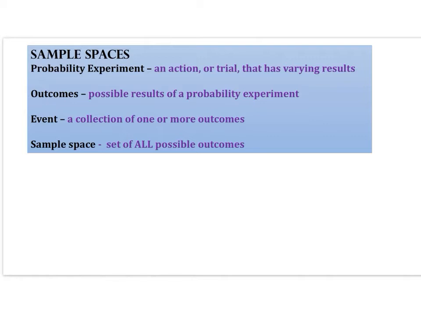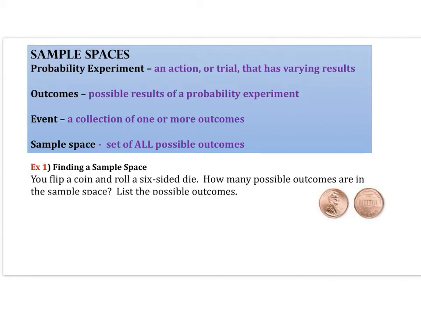Alright, so some key vocabulary: sample spaces. We have probability of an experiment, which is an action or trial that has varying results. We have our outcomes; those are the possible results in a probability experiment. Our event, which is a collection of one or more outcomes. And then our sample space, which is the set of all possible outcomes.